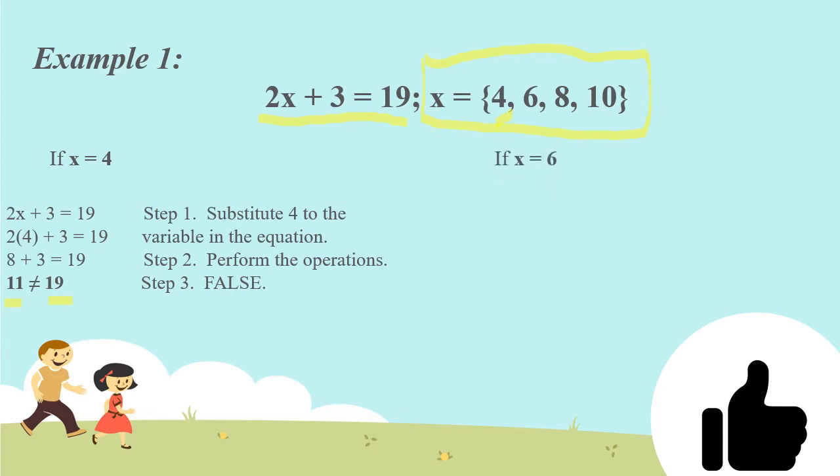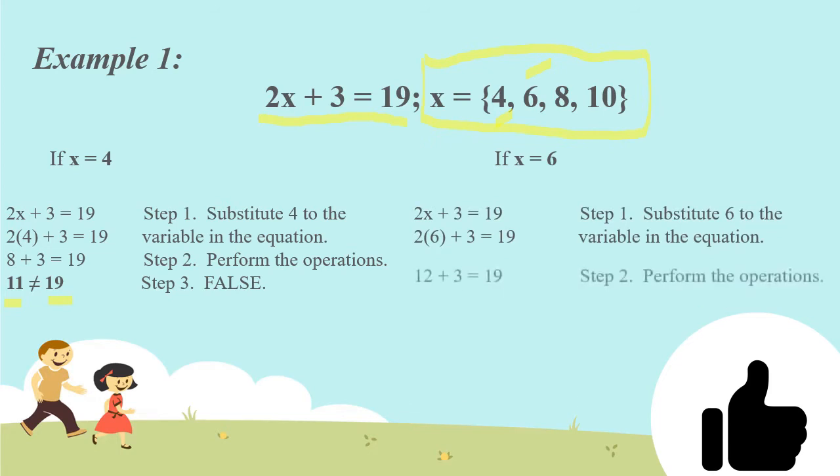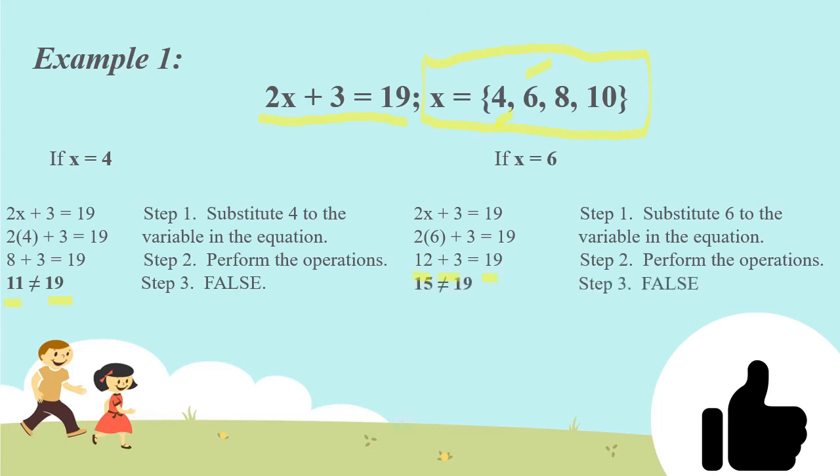Now, we will use 6. If x is equal to 6, substitute 6 to the variable in the equation. That will be 2 times 6 plus 3 is equal to 19. Then step 2, perform the operations. 2 times 6 is equal to 12 plus 3. Then the right side is still 19. Step 3, 12 plus 3, that is 15. And our right side is 19. As you can see, they are not equal. Therefore, 15 is not equal to 19. Then it is false.